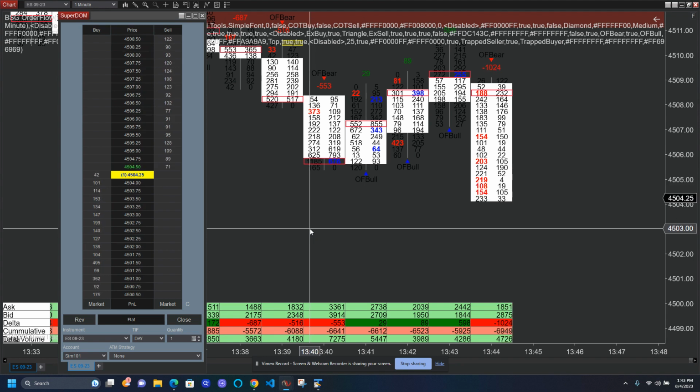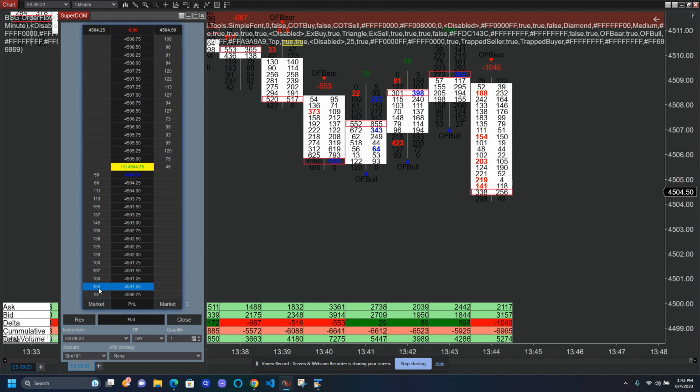There you go, that's gone. They took liquidity right there. Next one, look at this, 4501. Almost 400 contracts right there.